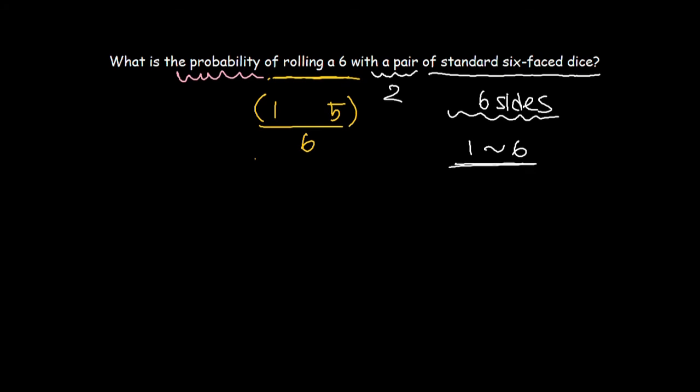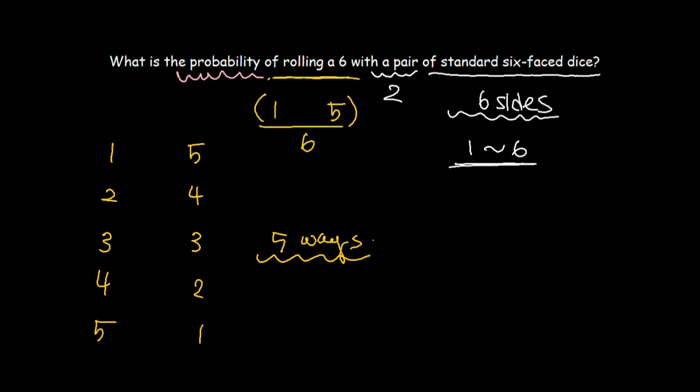So if you get a 1 on the first dice, what should you get on the second dice to get the sum of 6? 5. If you get 2, you need 4; 3, 3; 4, 2; 5, 1. And remember, 6 will not work in this case because there's no side that has the number 0 on it, right? So this is the total number of outcomes that you can get. How many is this? This is 5 ways that you can roll a 6.